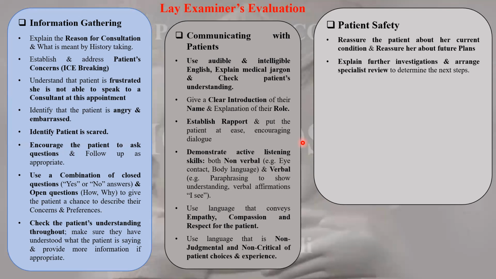If you need further investigation, you need to explain why I need this investigation. And you have to arrange a specialist review to detect what is the next step. So if you have diabetes, you have to refer her to the specialist, which is the endocrinologist. If you have Charcot-Marie, you have to refer her to the nerve specialist or the neurologist. In any condition, you have to refer her to the specialist. The specialist is one of the safety points in each task.